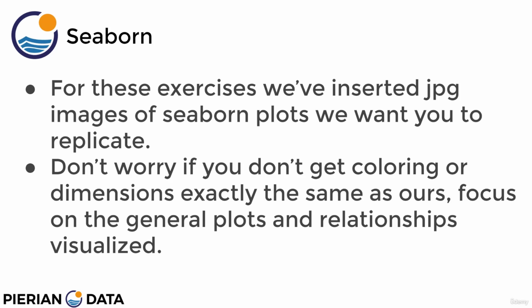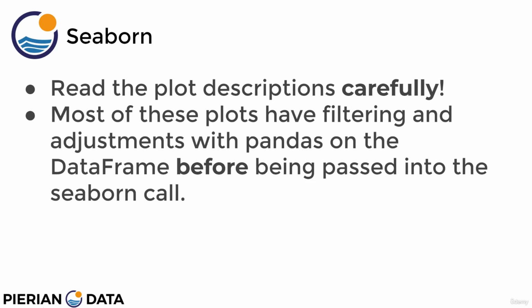So for these exercises, what we've done is we've inserted JPEG images of Seaborn plots we want you to replicate, as well as a description of what the plot is actually showing and representing. Something I don't want you to worry about is if you don't get the exact coloring or dimensions the same as ours. Maybe we're showing you a scatter plot and you don't happen to choose the same exact alpha transparency value, that's totally okay. Really, what we want you to focus on is what is the general plot type being called, and what is the relationship being visualized, and can you more or less replicate that?